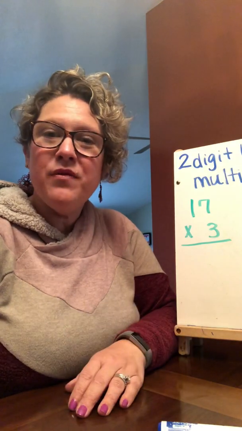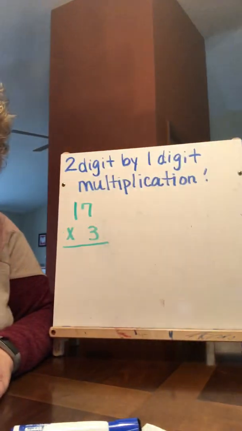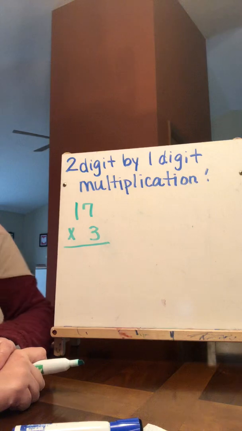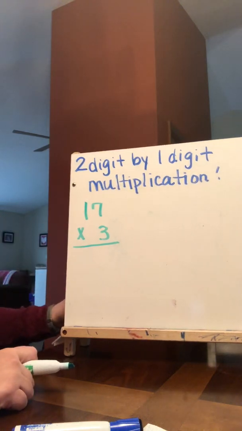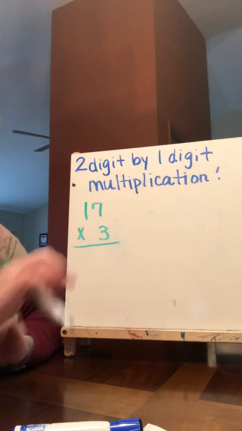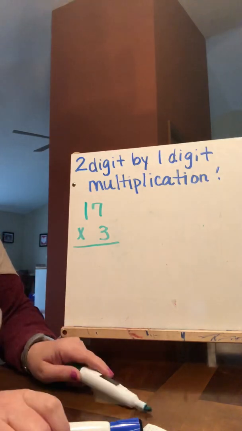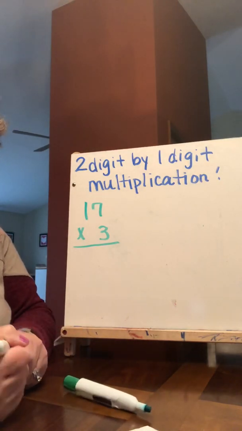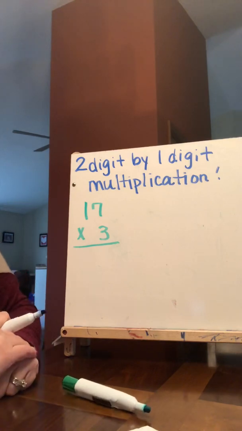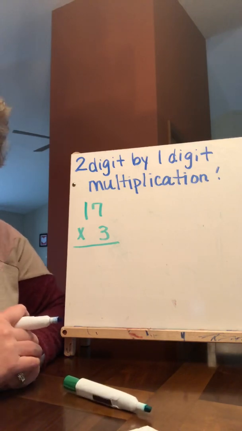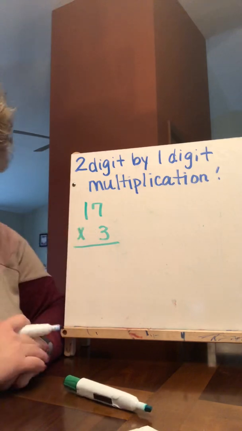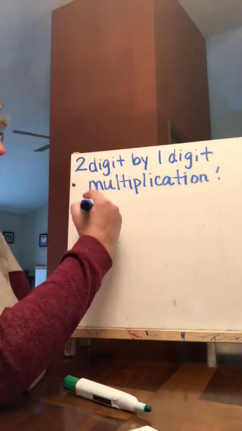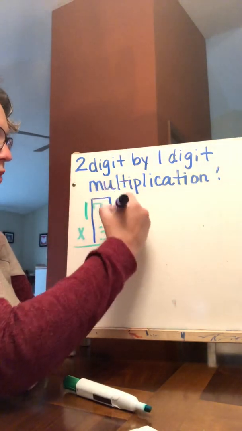So I'm going to go ahead and move this screen so you might be able to see part of me, but I want you to be able to see the board. And it says two-digit by one-digit multiplication, and we're going to start out with the number 17, and we're going to multiply 17 by 3. So just like when you add or subtract, you always want to start with the ones. And I will say you always want that two-digit number on top. So you're going to start with multiplying the ones.